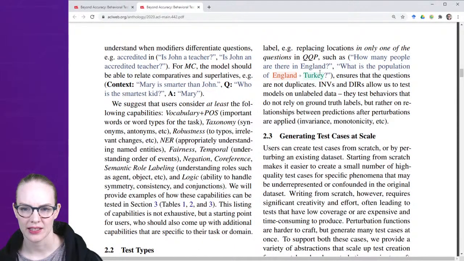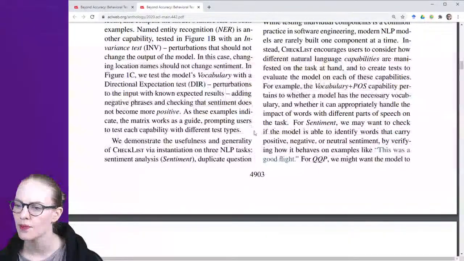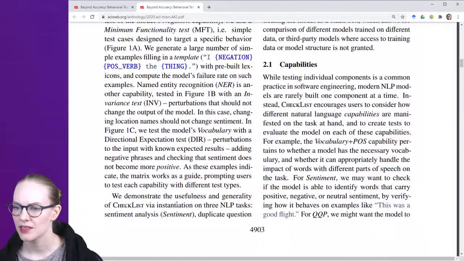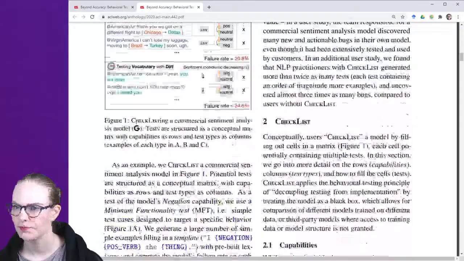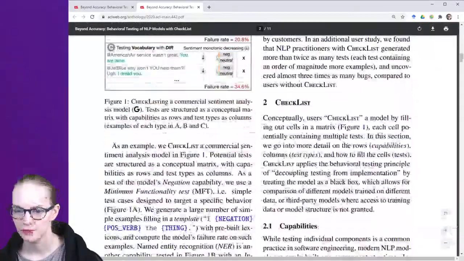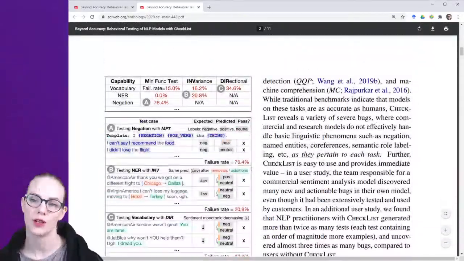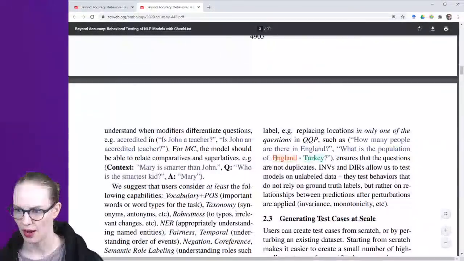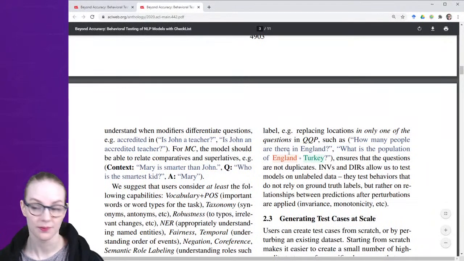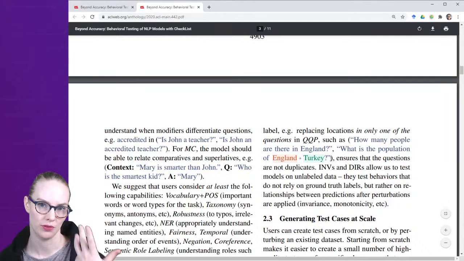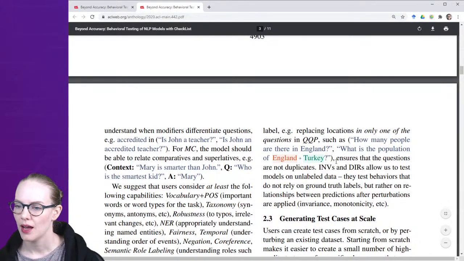And I believe this test, QQP, is detecting whether or not 2 questions are looking for the same piece of information. Let's see where they define this. Duplicate question detection. Yes. So how many people are there in England and what is the population of England are the same question. How many people are there in England and what is the population of Turkey are different questions that would give you different answers. This ensures that the questions are not duplicates.